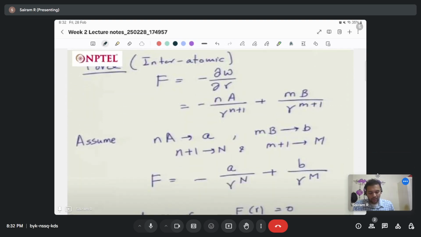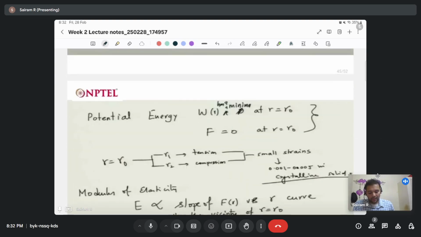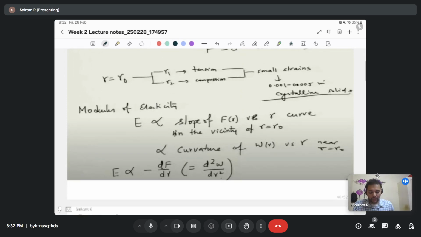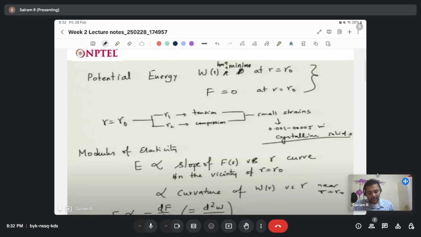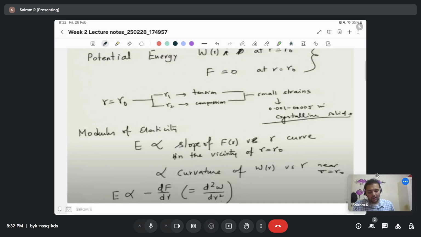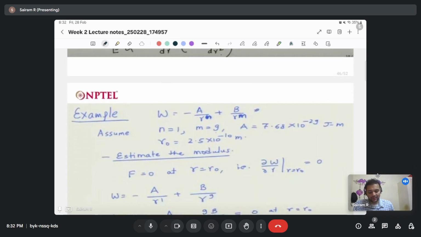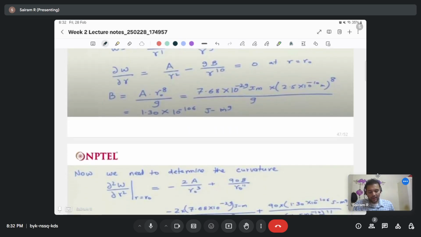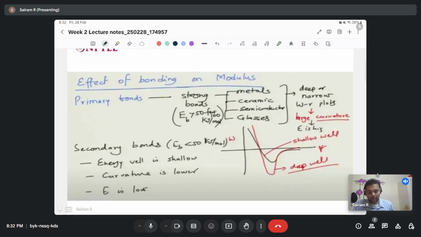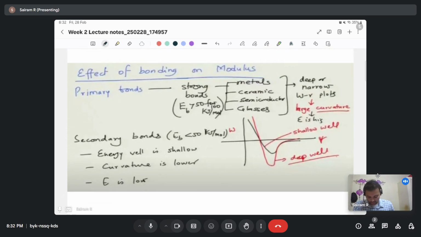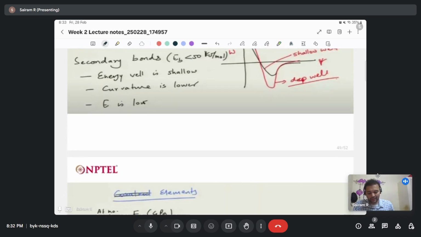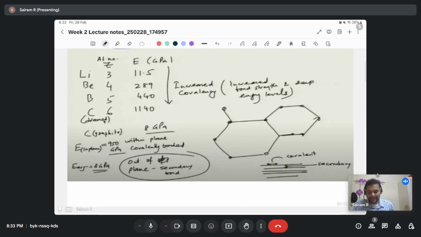And Professor very rightly tried to derive how we measure modulus of elasticity as the slope of the force with respect to distance curve in the potential energy versus distance curve. And we tried to solve some problems as well. Finally, we came to the effect of bonding on the modulus of different materials, and we saw examples of different materials.